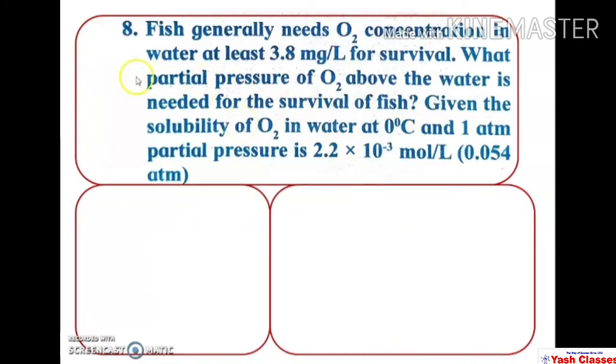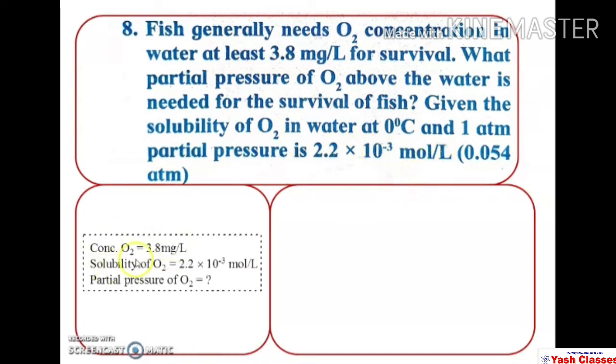Next problem. Fish generally need oxygen concentration in water at least 3.8 milligram per liter for their survival. What is the partial pressure of oxygen above the water that is needed for the survival of fish, given the solubility of oxygen in water at 0 degree centigrade and at 1 atmospheric partial pressure is 2.2 into 10 raised to minus 3 moles per liter.